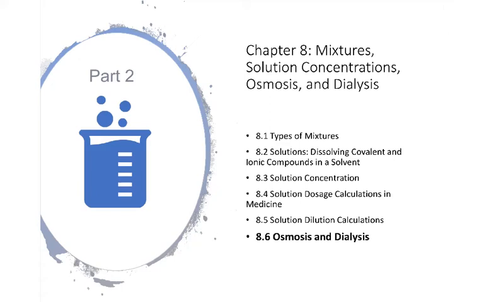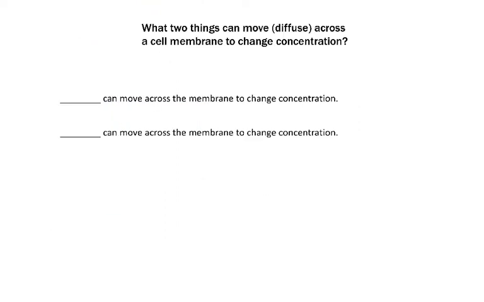All right, welcome back for part two, and we're going to be looking at what can move across a membrane and get to osmosis and dialysis. So, what are two things that can move across a membrane to change concentration?